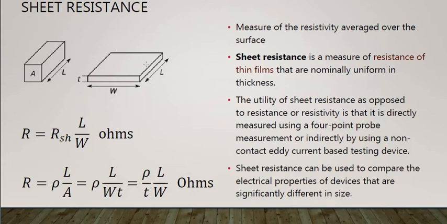We usually think of this as a square. So the area is length into height, which is W into T. This A is equal to W into T.